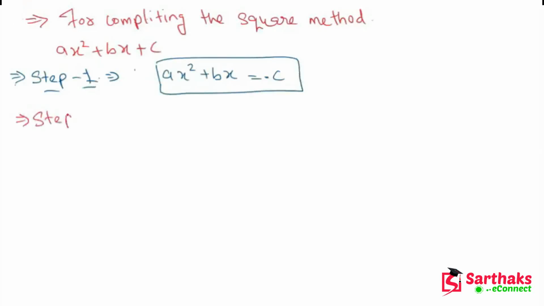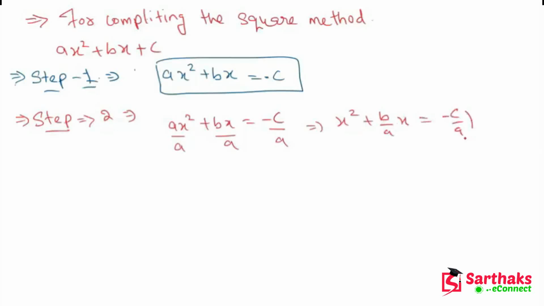Now step 2: if a is not equal to 1, divide the complete equation by a such that the coefficient of x square will be 1. Suppose we have an equation like ax square plus bx is equal to minus c, we have to divide by a. So we get x square plus b upon a x is equal to minus c by a. I hope you get this point.